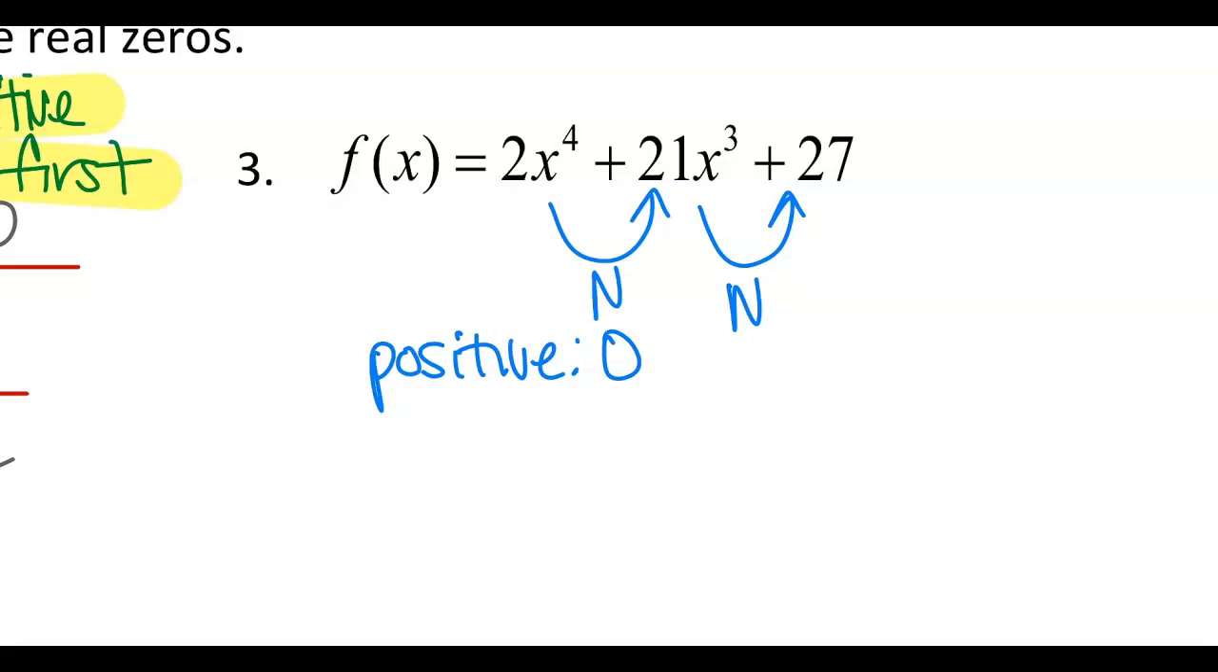Is it in standard form? It's missing the x squared and the x. It's not going to affect your signs at all, because think about it: if you plugged in that x squared and the x, it would be 0 in front. There's not really a sign for that.